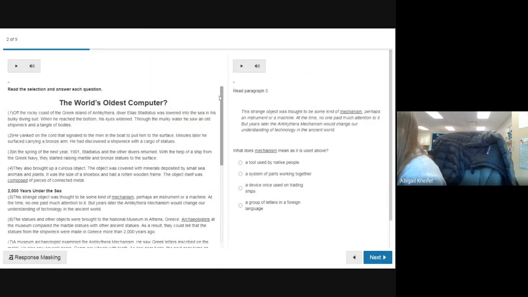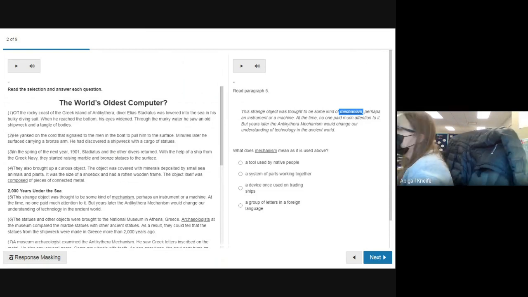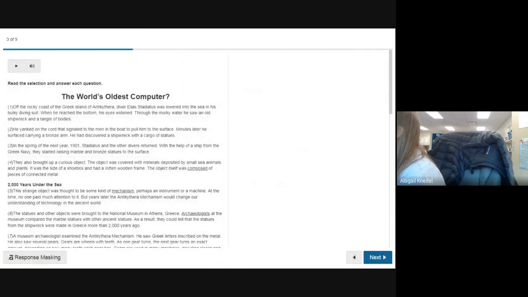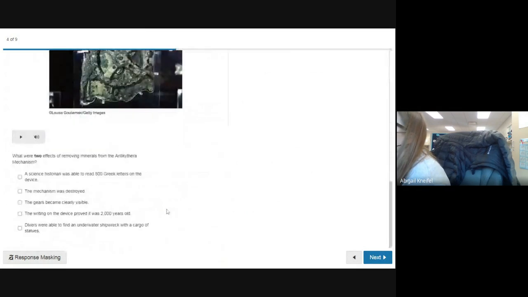The next question is a question using a content area word, which we talked about a ton. You have to basically use context clues to find out exactly what it means. Number 3 is the same type of question. We've already learned the suffix -ologist, so you have to find out what that means using context clues, and that's also a content area word. And then you have a question about story structure. So what are 2 effects of removing minerals from the mechanism? So you have to click 2, so it's a little bit different.